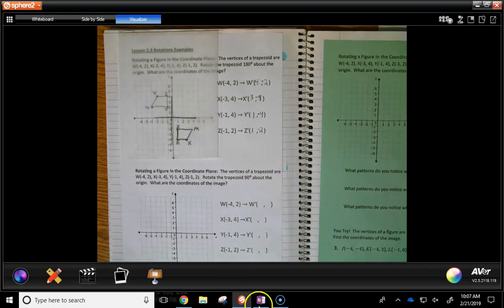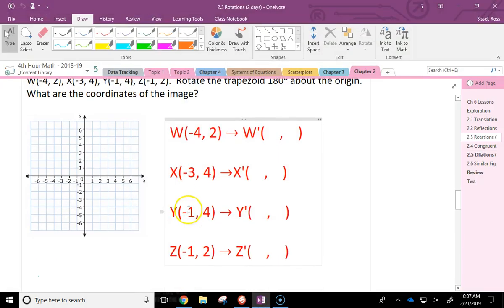Okay. I need to pop this over there. Alright, so I'm going to go back to my OneNote so we can keep this in there if you have any notes. But tell me, what were they again? 4, -2. 3, -4.